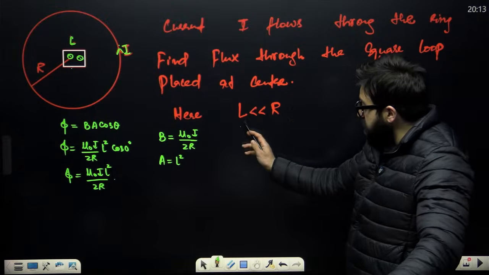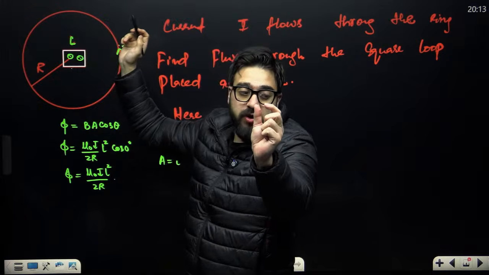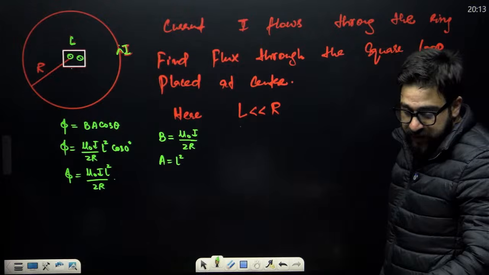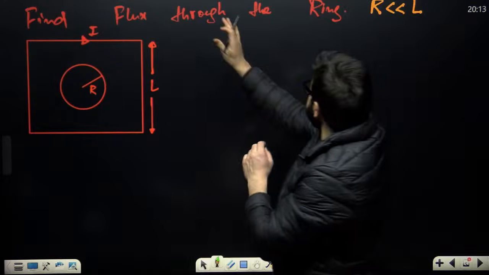And in this particular case, we say L is much, much less than R, meaning the length of the square loop is small. Imagine this is a very small square loop placed at the center. Okay. Now find the flux through the ring.